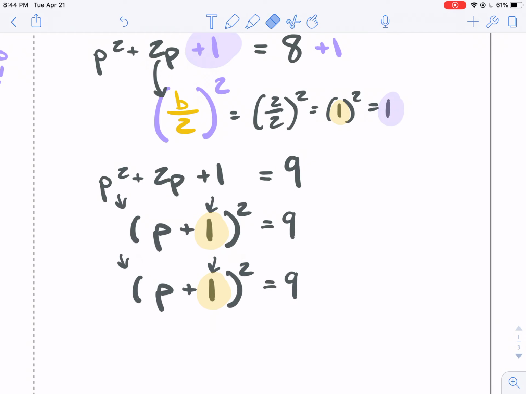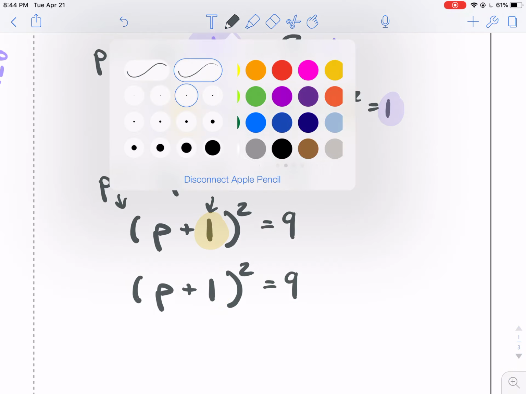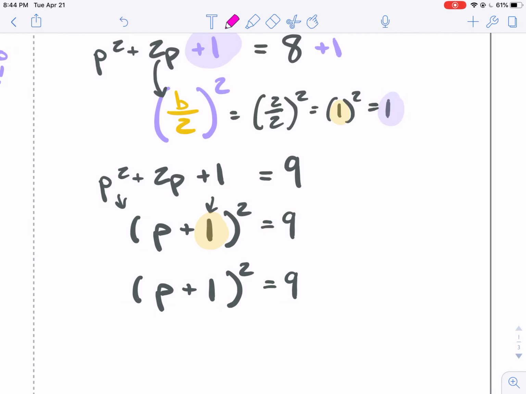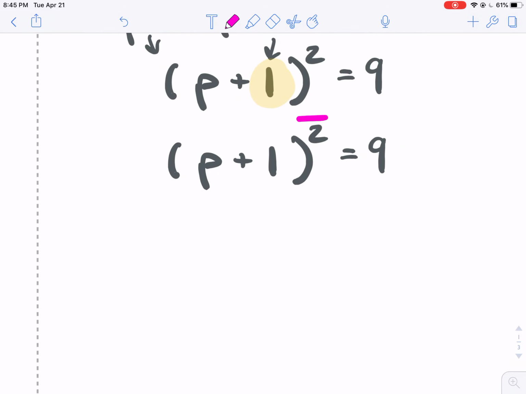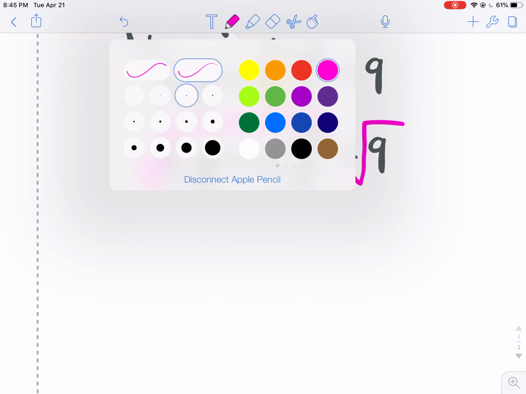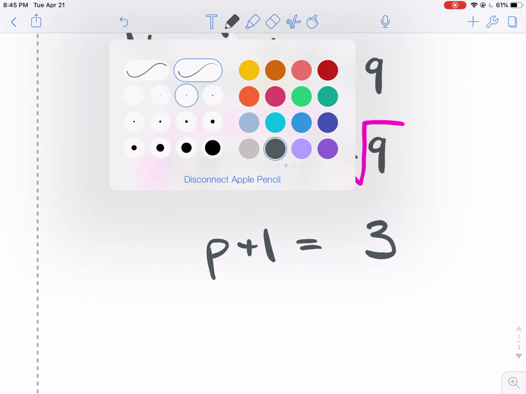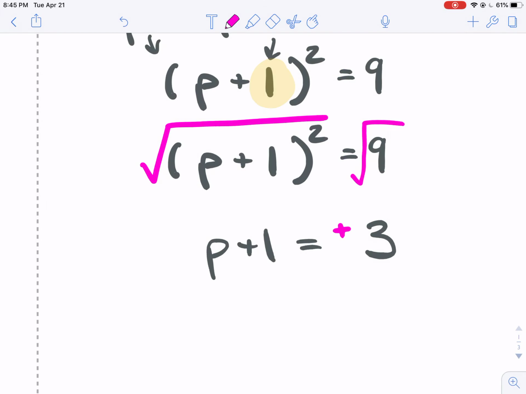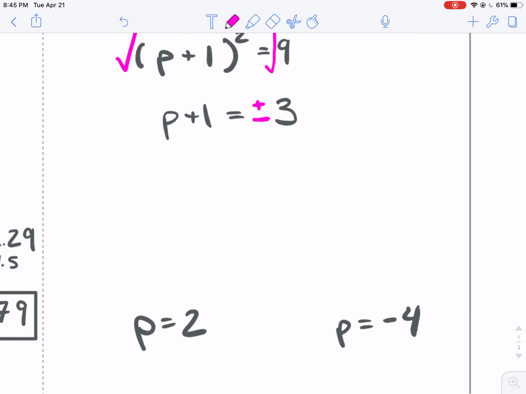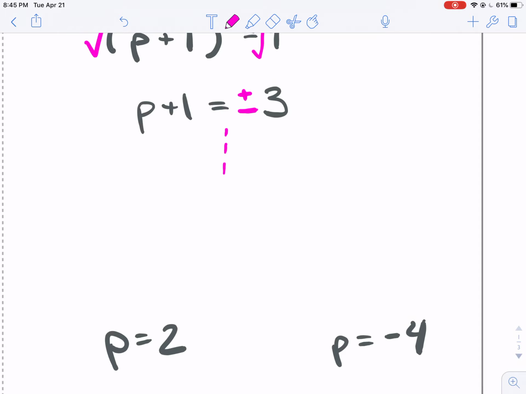Okay. So let's go ahead and solve for p. Well, to solve this, we want to get rid of our square. We're going to undo a square by taking the square root. That will undo all of our squaring work. So we just have p plus 1 equals the square root of 9 is 3. It's plus or minus 3. So now we need to split them up.